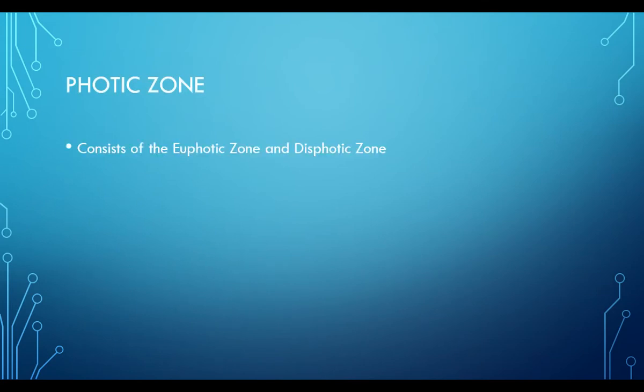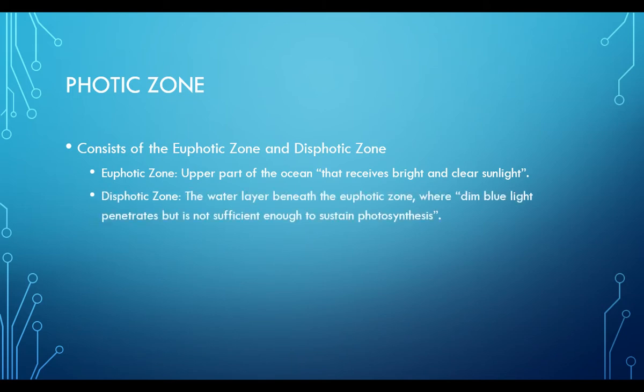Photic zone. So this consists of the euphotic zone and the dysphotic zone. The euphotic zone is the upper part of the ocean that receives bright and clear sunlight. The dysphotic zone is the water layer beneath the euphotic zone, where dim blue light penetrates but is not sufficient to sustain photosynthesis. Organisms use sight to find their food with available light, such as sharks and tunas. They all look for visual cues within the water to find their prey or evade.